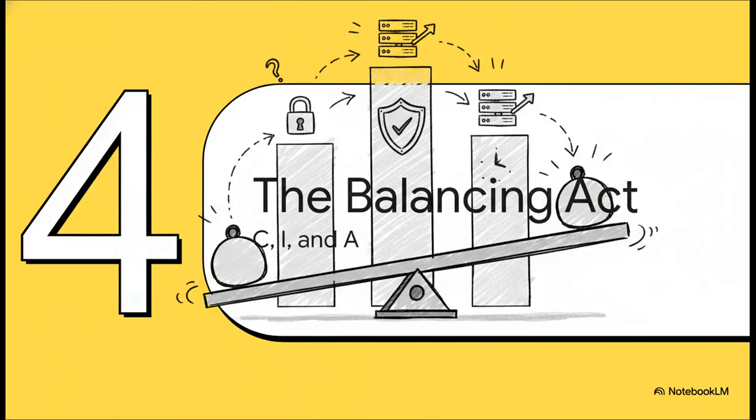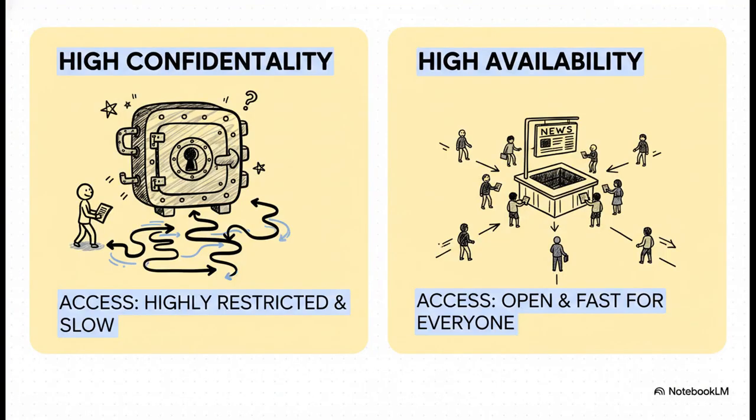Now, here's where things get really interesting. You might think the goal is just to max out all three of these pillars, right? But in the real world, confidentiality, integrity, and availability are often fighting with each other. It's a constant balancing act. And this comparison just lays it all out there. On one side, you've got a system for military secrets. Here, confidentiality is everything. Access is super restricted, passwords are a nightmare, and it's slow, but that's a price you're willing to pay.